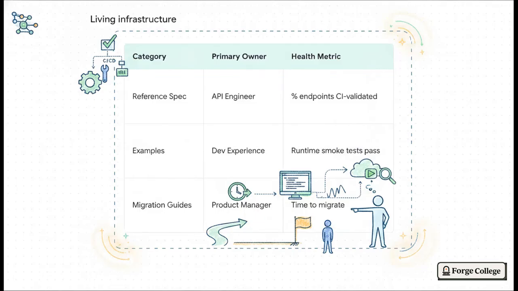And to make this actionable, every single piece of documentation gets a clear owner and a measurable health metric. Take your core API reference specs, for example. Your lead API engineer owns those, and success is measured by how many endpoints actually pass automated validation tests. Simple. For code examples and SDK snippets, your developer experience lead takes the wheel there, making sure those snippets run without blowing up in the user's face. And migration guides, that's on the product manager, measured by how fast users can actually get through the upgrade. So there is zero ambiguity, no finger pointing, just crystal clear accountability across the board.